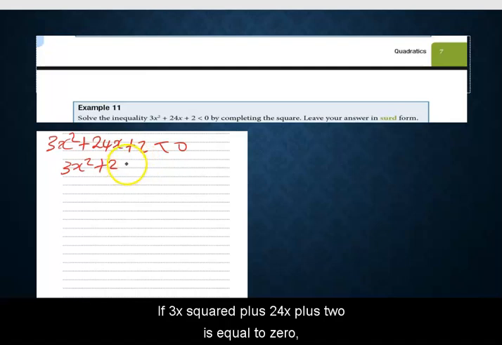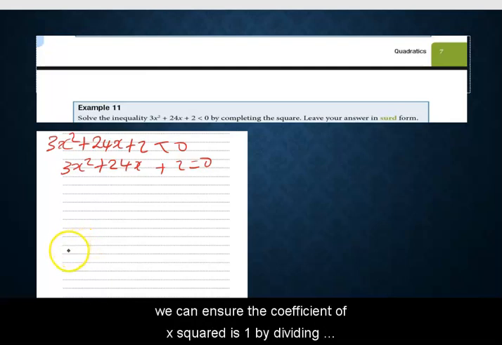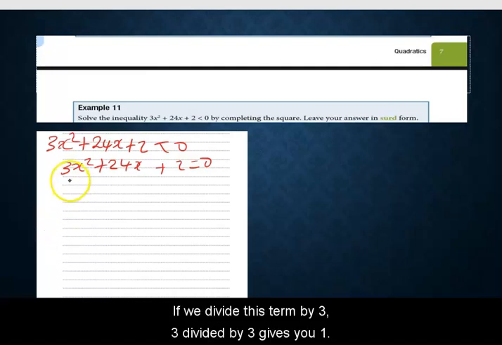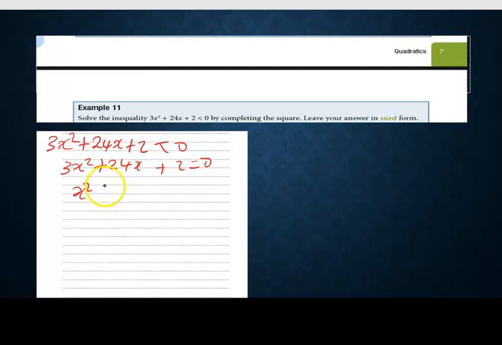If 3x squared plus 24x plus 2 is equal to 0, we can solve. As we are considering an equation, we can ensure the coefficient of x squared is 1 by dividing each term by 3. If we divide each term by 3, 3 divided by 3 gives you 1, so we have x squared. And we can divide 24x by 3, so we have plus 8x.